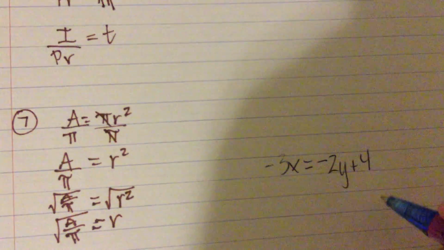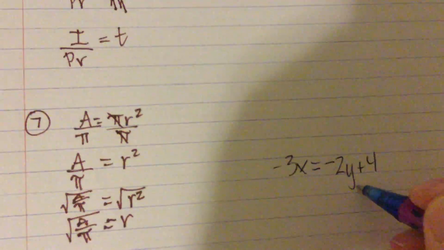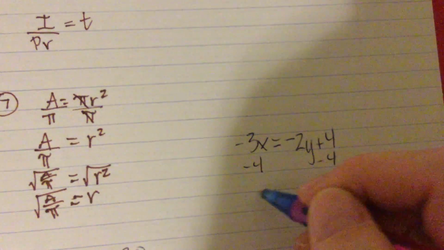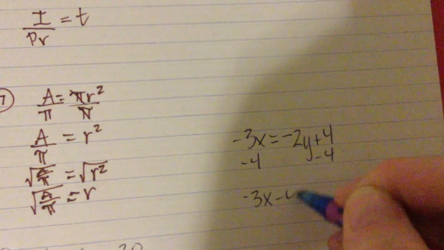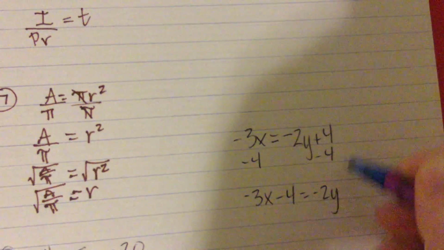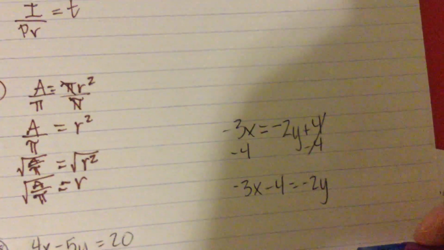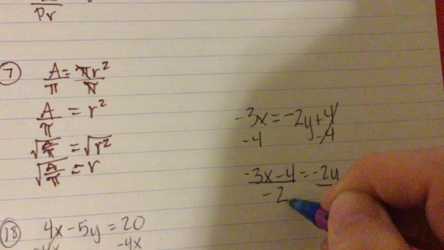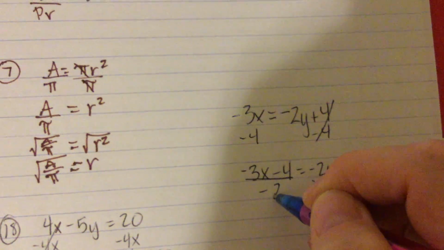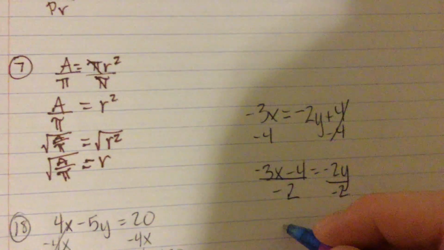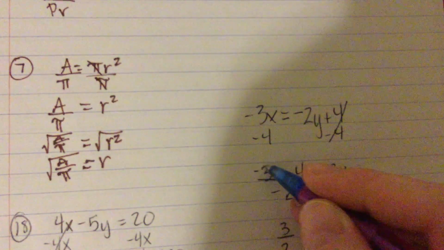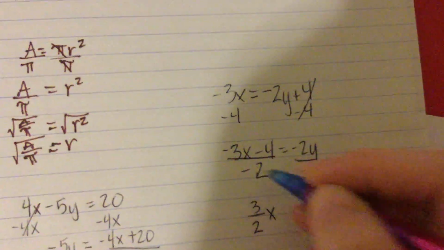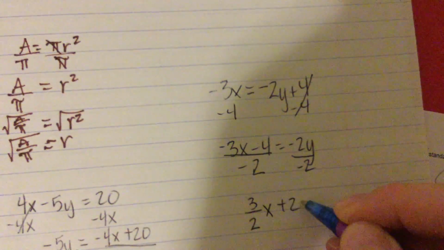I'm going to get y by itself first by subtracting the 4 from both sides. These are not like terms, so I just write -3x minus 4 is -2y. 4 and -4 make 0. And then the last step would be to divide by -2. So -3 divided by -2, that's a decimal, so I'll write it as a fraction. Negative divided by negative makes positive. And then -4 divided by -2 is +2.